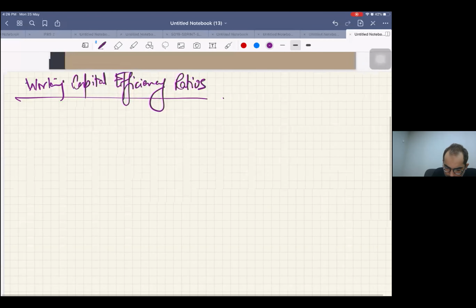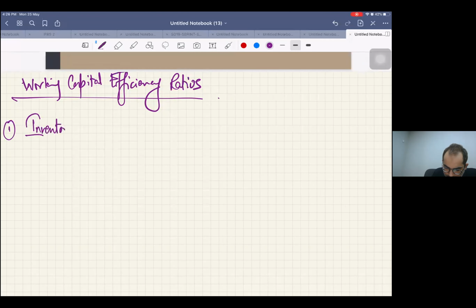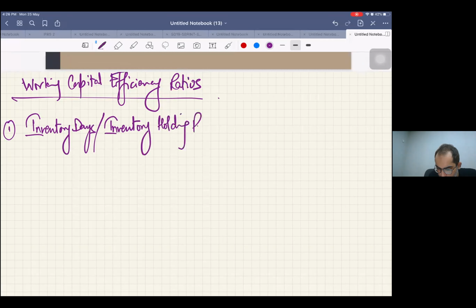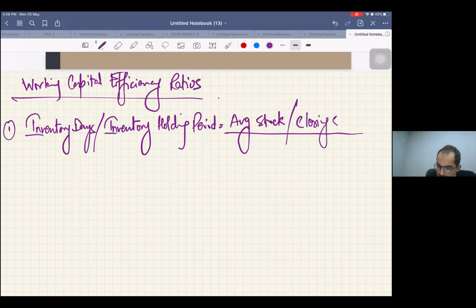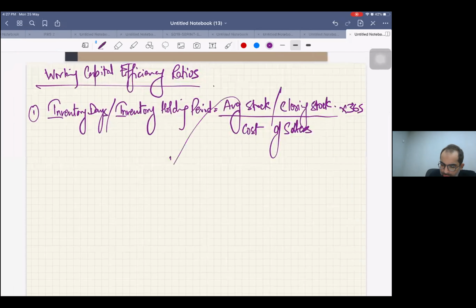So the first ratio is inventory days, or we also say inventory holding period. What is the formula? The formula is average stock or closing stock divided by cost of sales times 365. Okay.